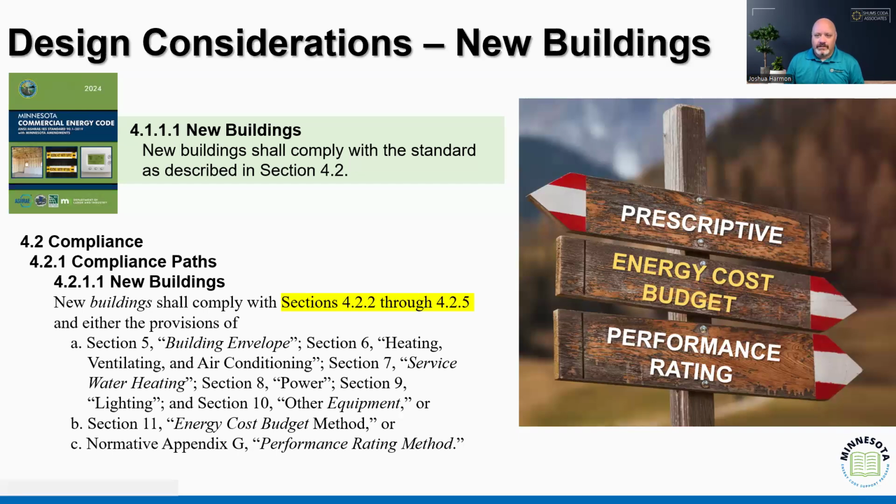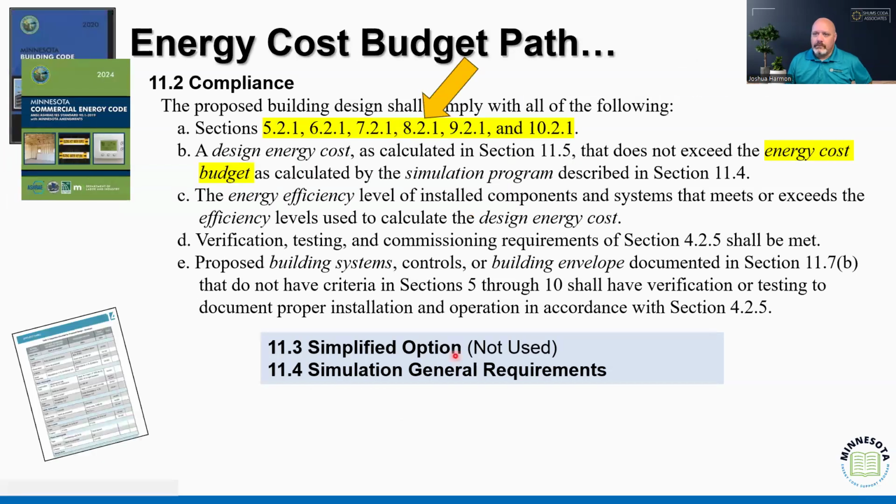Oh, you don't see my mouse moving within this group. So if we were to look at all the different scoping items, they would all have the same list of comply with sections 5, 6, 7, 8, 8 being power, 9 being lighting, and 10 being other equipment. Those are the three we're going to look at today.